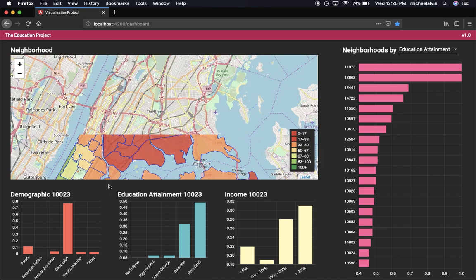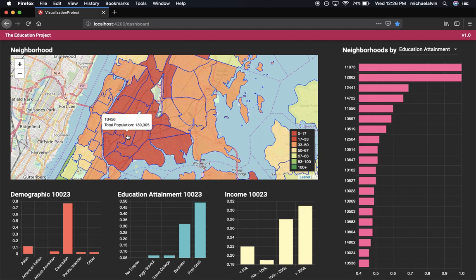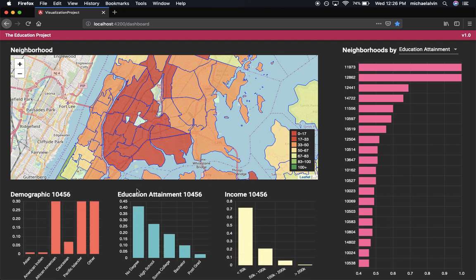So let's see a different zip code. Give it a second. As you can see right here, the education attainment for 10456 is very low. Most people have no degrees or only a high school degree. And with the analysis, they have lower incomes, and they also have more diversity rates with African Americans, Pacific Islander, and more.